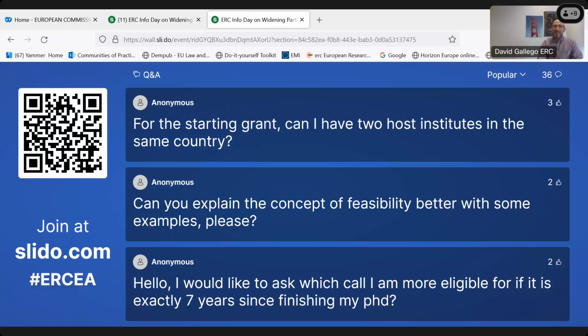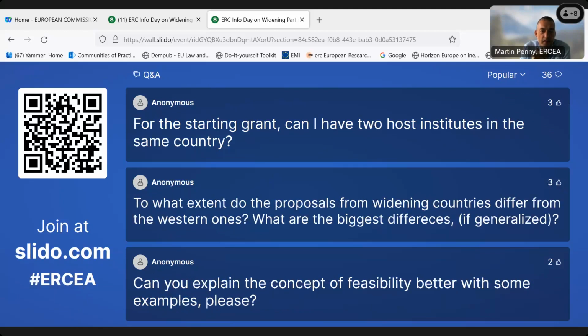Thanks, David. Jana, for a starting grant, can I have 2 host institutes in the same country? You can have one host institution and another beneficiary. So the host institution is always one, but you can have other beneficiaries.